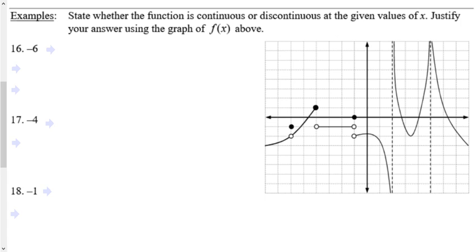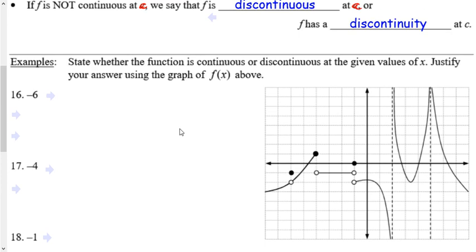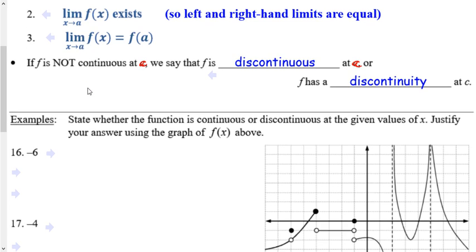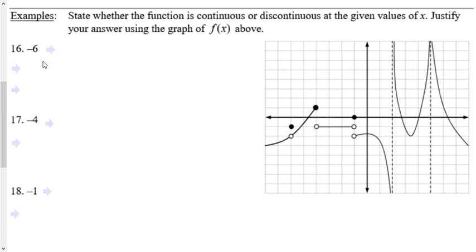To do these questions, I'm going to look at these three conditions up here. Is the function defined? Does the limit exist? Is the value of the limit equal to the value of the function? So first of all, when we look at x equaling -6, we see that when my x value is -6, yep, my function is defined, and my function is equal to -1.